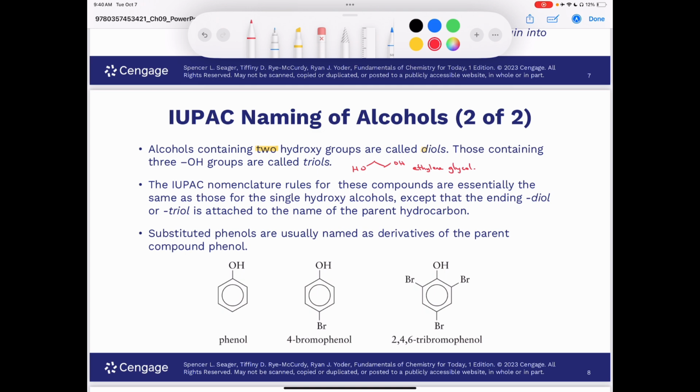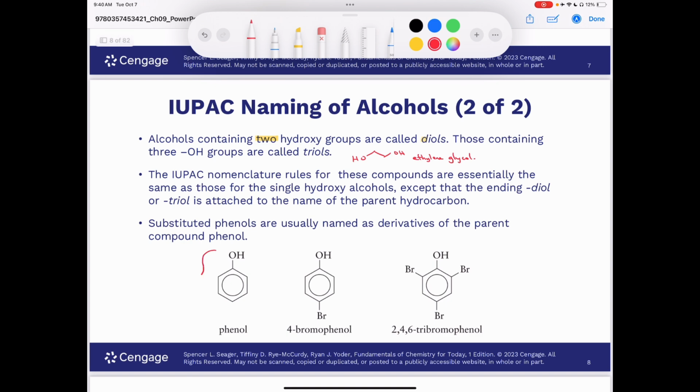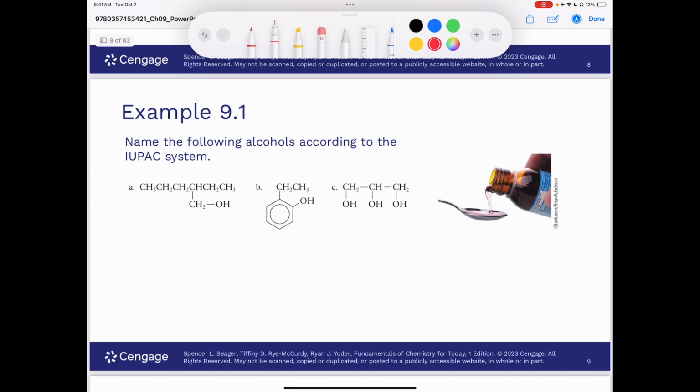Now, if we have a substituted phenol, they are named as derivatives of phenol, right? So you need to memorize what the structure of phenol is. It's shown here. And so you can see in this compound, we have a phenol in it. And we automatically assume that the carbon that has the hydroxy group attached to it is number one. So 1, 2, 3, 4. So this would be 4-bromophenol. You could also call this compound para-bromophenol since it's a disubstituted aromatic ring. And for this one over here, there's our phenol. And so we would call that 2,4,6-tribromophenol.